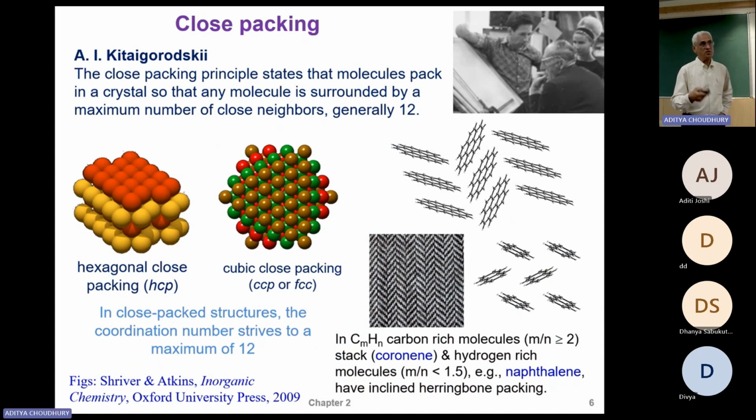This is close packing. Whenever you talk about van der Waals, you can think of your molecule with a spherical shape. If you have a spherical shape, you can close pack them in two different ways. This is first year, or maybe even high school: close packing, HCP and CCP. Different types of packing you can do. In HCP or CCP, each molecule is surrounded by 12 nearest neighbors. We don't say coordination number, we say nearest neighbors. We always say that it's 12.